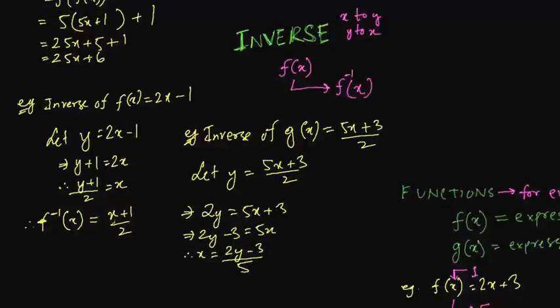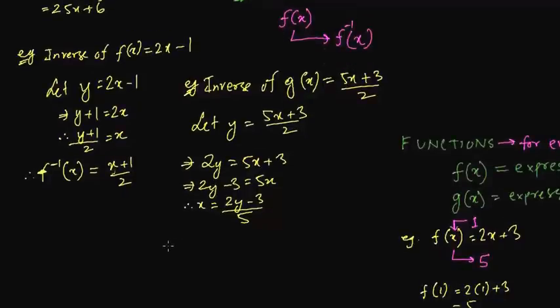So all we have to do is write down the inverse function. Therefore g inverse of x is going to be, we cannot write (2y - 3)/5, we have to write (2x - 3)/5. That is the inverse function. So when you find the inverse function, remember we convert the x to y and the y to x. That's the concept of inverse function.